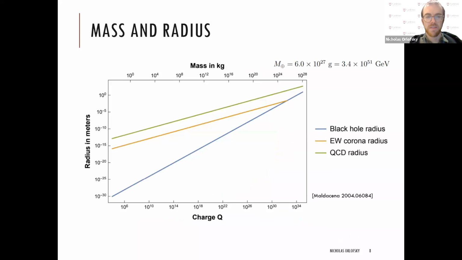So plotting these two radii, the black hole event horizon radius is shown down here in blue, and of course it's growing linearly with Q, whereas the electroweak symmetric radius is growing as the square root of Q, but is much larger, especially at these lower values of Q. And here the mass is assuming again that you have an extremal black hole with this charge.